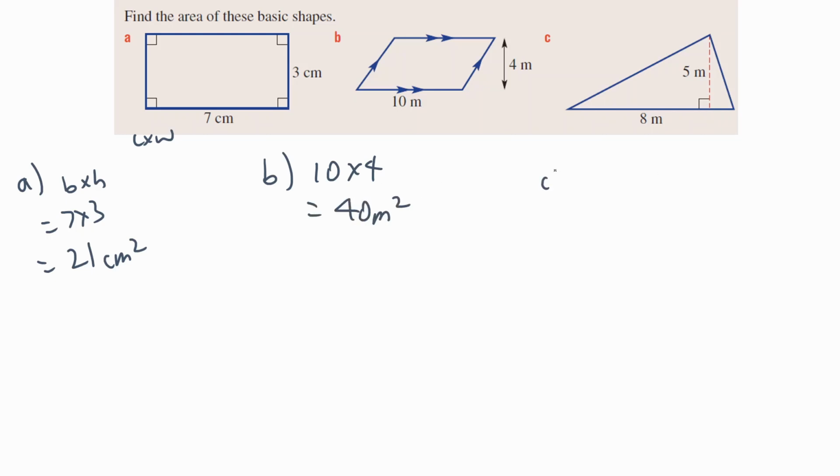And our triangle here is half times base times height. Our base is 8, height is 5. That gives me half times 8 times 5 there. And if we work that out, that should give you a value of 20 meters squared. Give yourself a tick for each one you got correct there.